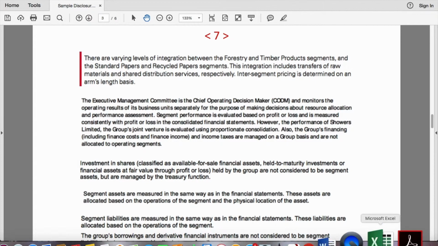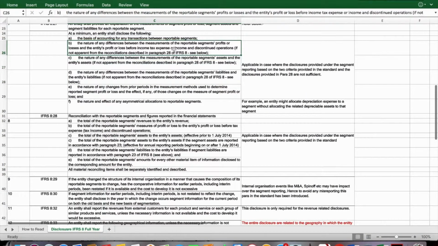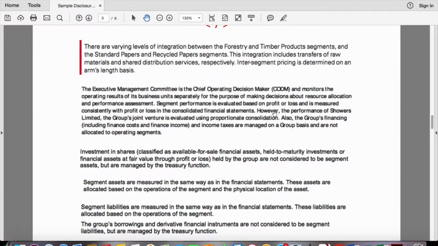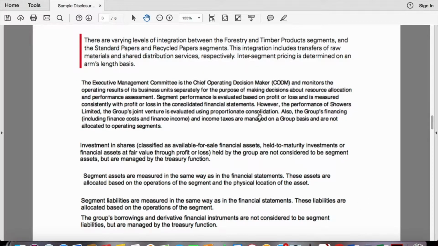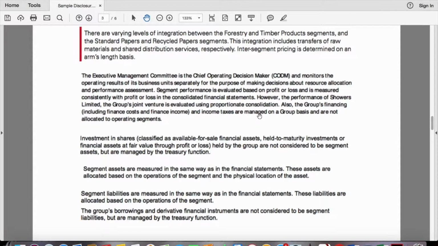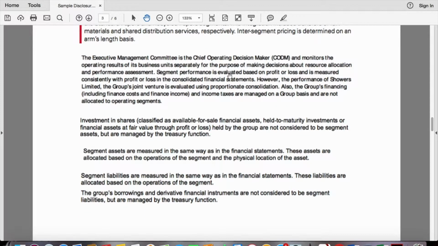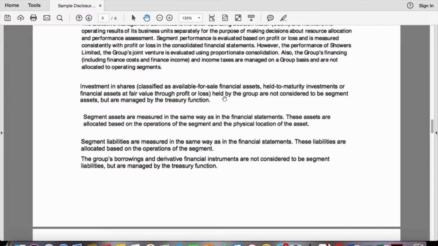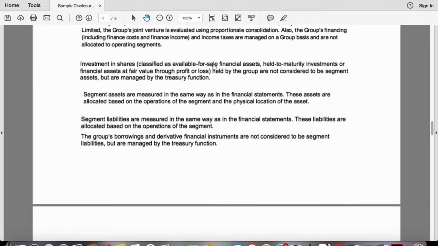Now point number 2 is any measurement difference between the profit and loss items. Here, the performance of the joint venture is measured using proportionate consolidation rather than the equity method. So this is point number 2. The segment performance is evaluated based on profit and loss and is measured consistently in accordance with the consolidated financial statements. Point number 3, for the assets and liabilities: investments in shares and the like are held by, and are not considered to be, segment assets but are managed by the treasury function.